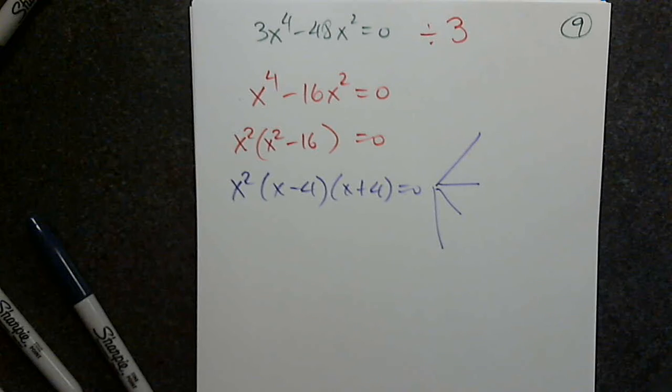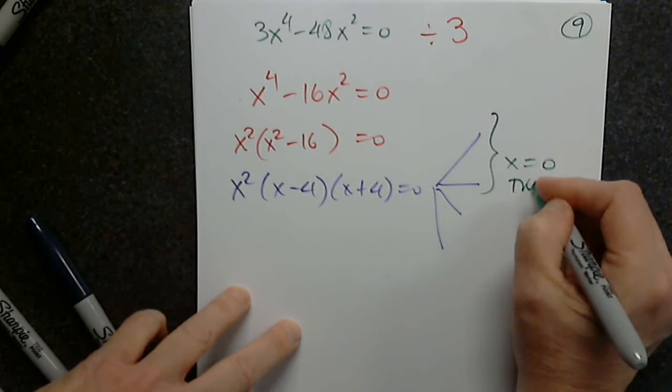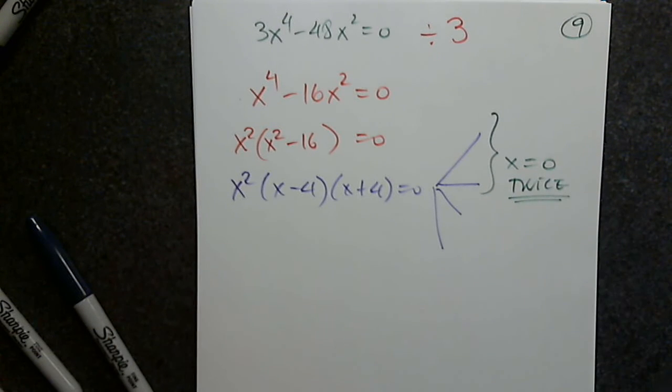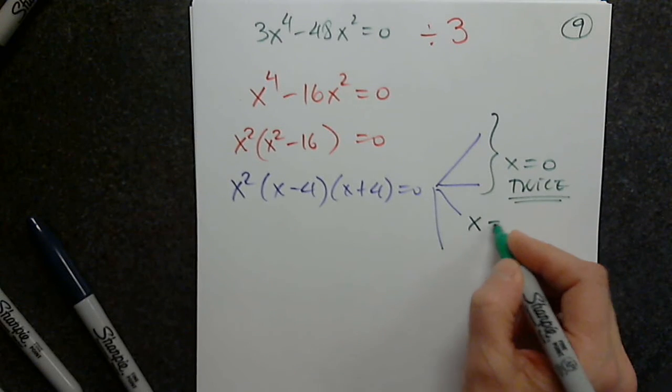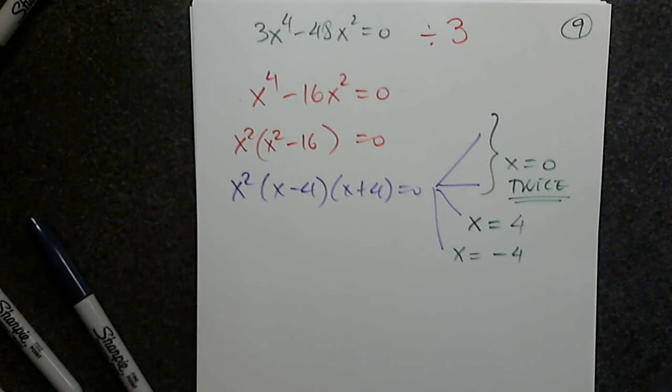X squared has 2 solutions, right? So x equals 2. Excellent. Twice. Excellent. You'll see what happens in the next chapter with this. X equals positive 4 and negative 4. Excellent. So these are the 4 solutions. And this is the way we solve a polynomial equation. We can look at another polynomial or move on to radical equations.